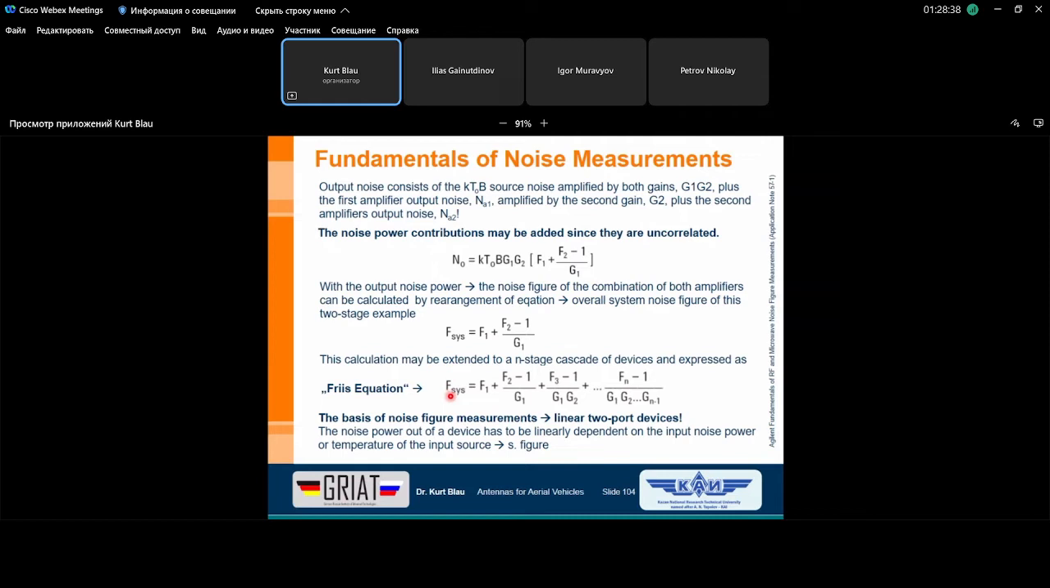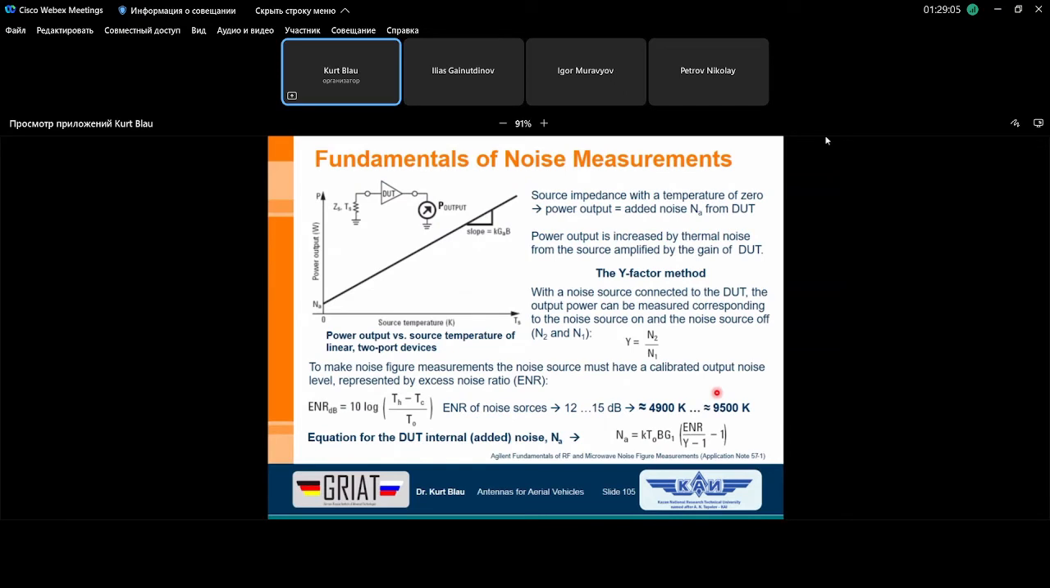And so we really have to look at the values of the noise figures themselves, F1, F2, F3, for instance, and also we have to consider the power amplification, G1, G2, and so on. And this is explained again in this figure here.